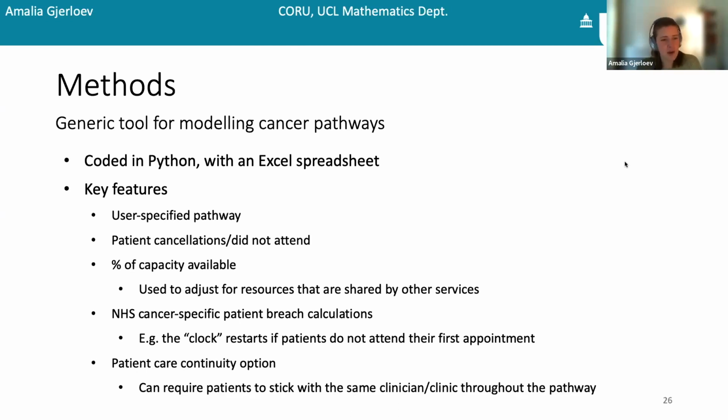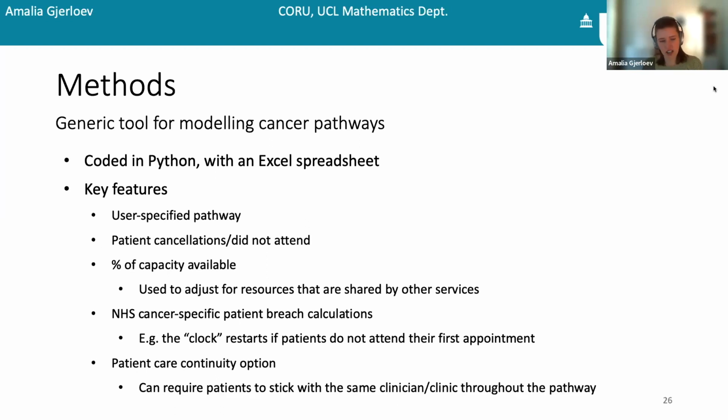So the user can specify the pathway. You can also specify patient cancellations. Patients don't always attend their appointments, and you can include that feature in your model. Some resources are shared by other services. This was a feature that I found kind of difficult to accommodate into the model itself. At least with the hospital that I'm working with, the diagnostic resources are not just used by the lung cancer team. Chest CTs, for example, are used by COVID patients. So this is an example of a resource that is shared by another service.